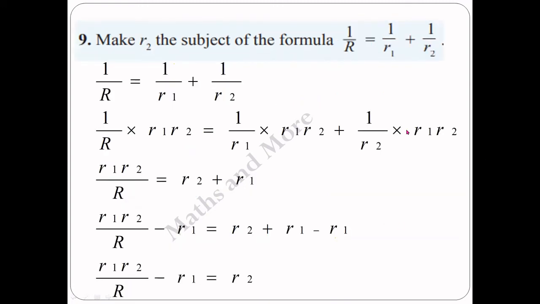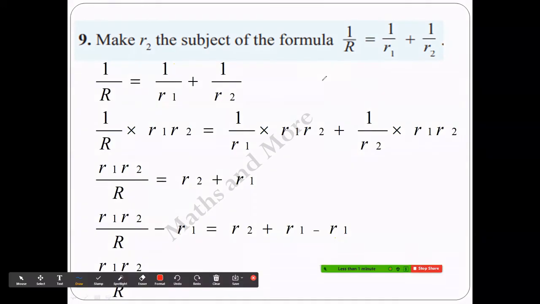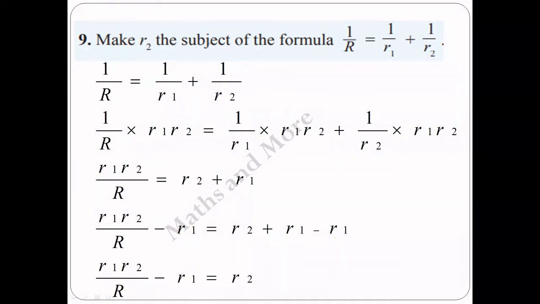Let's see this one. This is also a formula. Yes, any method you can use. Make R2 the subject of the formula. R2 here, this one is not multiplication. 28. And now let's start. Okay. Make R2 the subject of the formula.